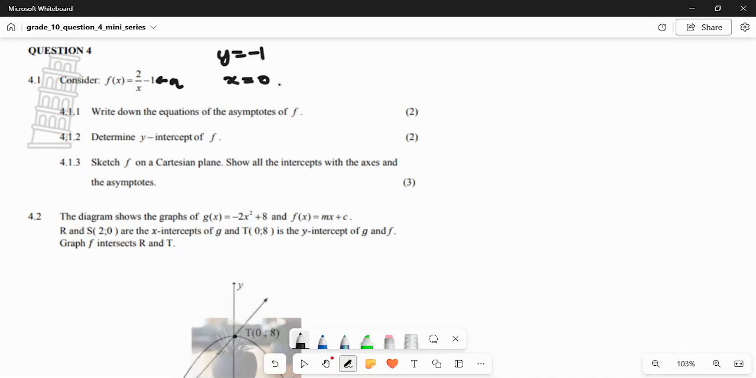Looking at our previous question, we had our asymptote at the line x is equal to 0, and this is the same as the y-axis. Therefore, we cannot have an intercept on the y-axis. So I can say here: undefined. The y-axis is an asymptote, right?